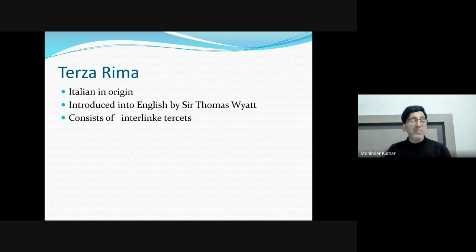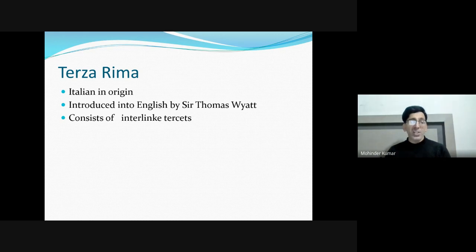Actually, terza rima is a group of interconnected, that's a word, interlinked, L-I-N-K-E-D. So D is missing here. So terza rima is a group of interlinked tercets. Now, what is the meaning of tercet? Tercet means a stanza of three lines.